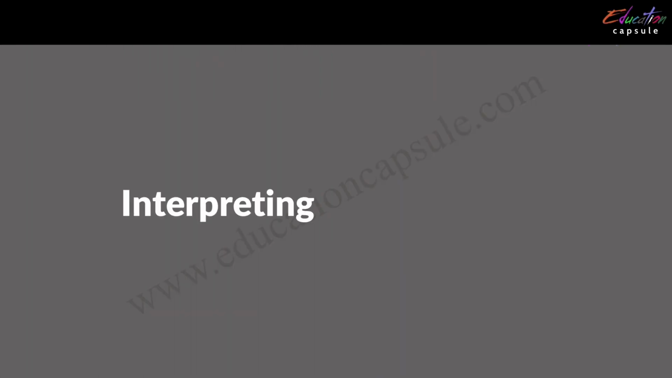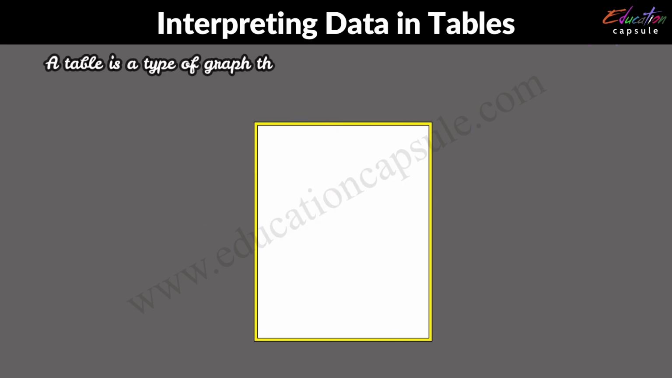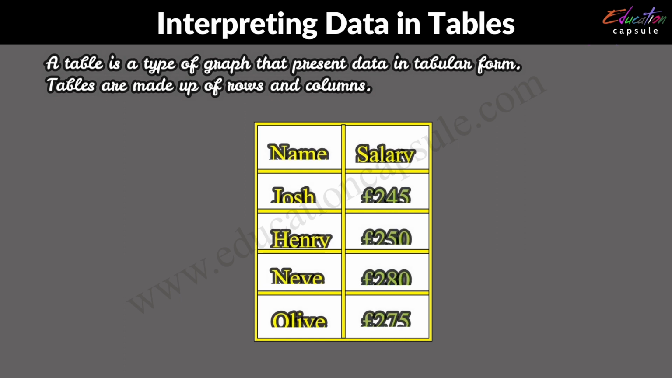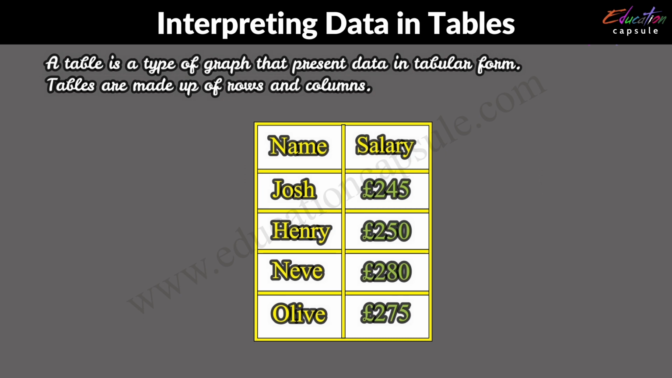Hi, today we are going to learn about interpreting data in tables. So first of all, what is a table? A table is a type of graph that presents data in tabular form. Tables are made up of rows and columns. For example, here is a table showing the weekly salary of 4 different persons.